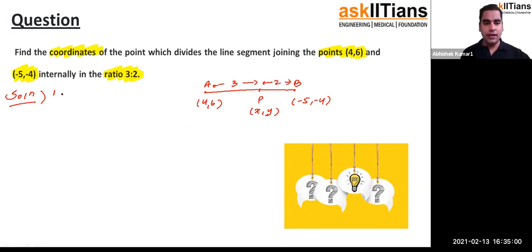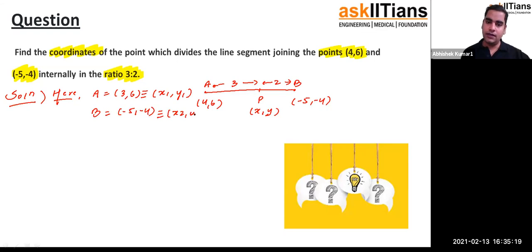So here, what are the values of x1 and y1? I am going to assume the coordinates of A, which are (4, 6), denote the values of x1, y1. The coordinates of point B, which are (-5, -4), denote the values of x2, y2. And this point P is dividing it in the ratio 3:2. So here you can say m:n is equal to 3:2. We have to find the coordinates of point P.